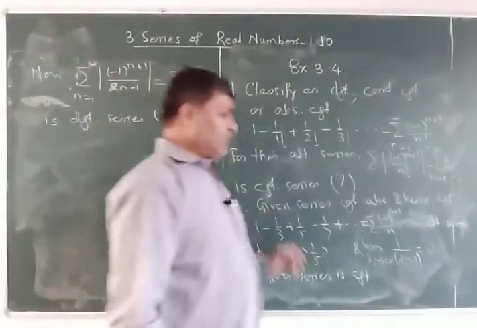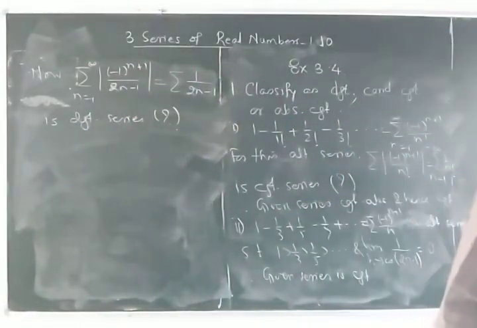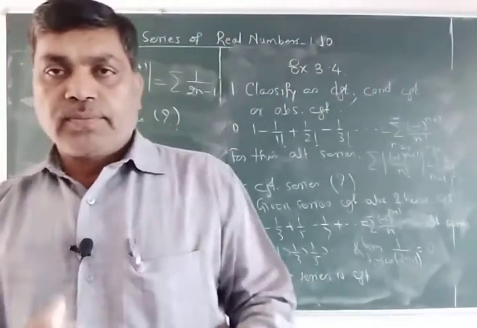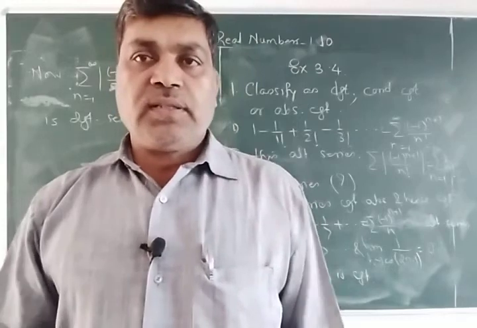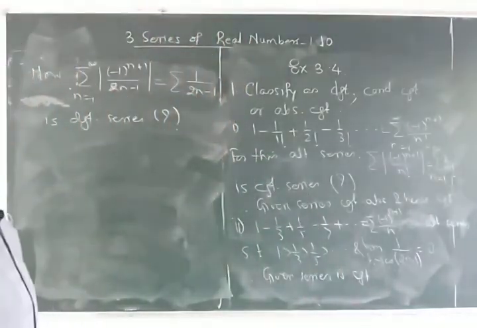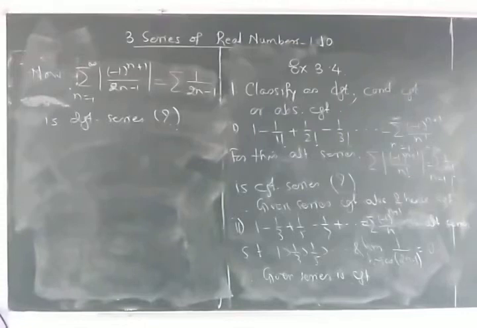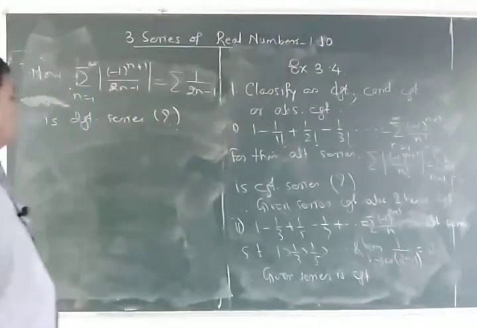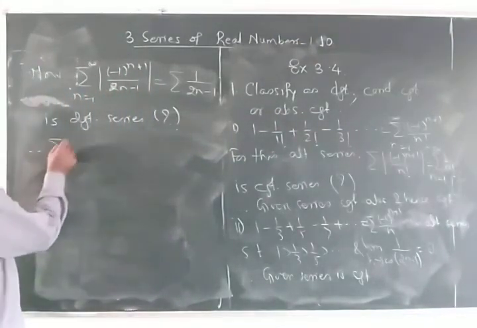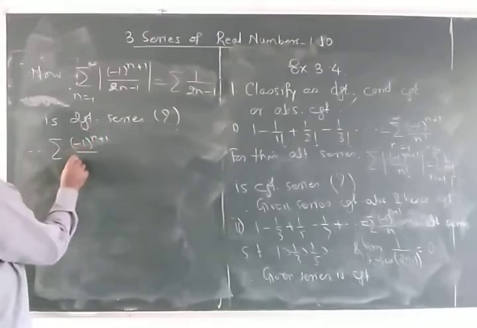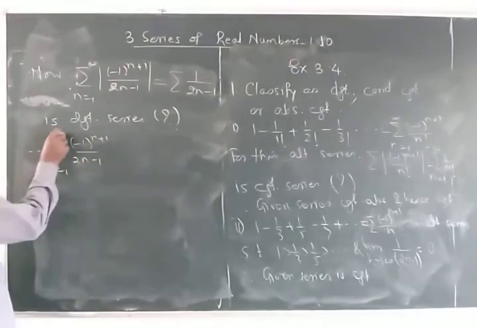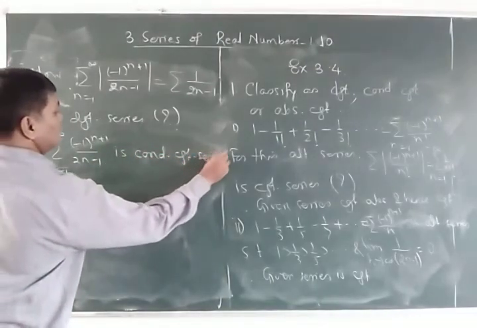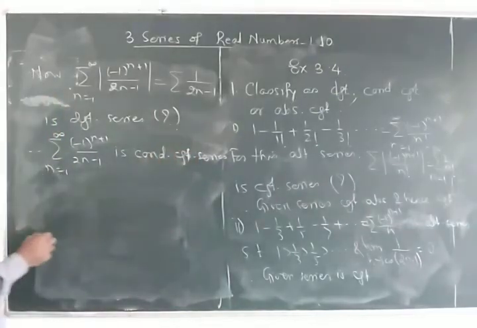So, we will discuss the convergence and divergence of these series with the help of the ratio test, root test, or some other concepts, the limit form of comparison test, etc. And therefore, summation of minus 1 raised to n plus 1 upon 2n minus 1, n equal to 1 to infinity, is a conditionally convergent series.